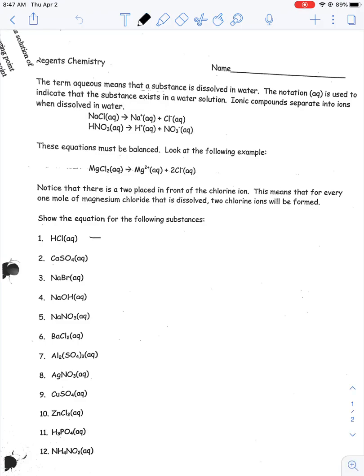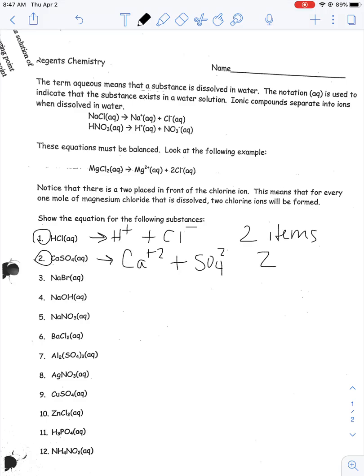HCl (aq) will break up into H+ and Cl-. That's two items, two ions really. CaSO4 is going to break up into Ca2+, and because SO4 is a polyatomic ion, it's going to stay together, so this one would also break up into two. If I had a 1 molar solution of number 1 and a 1 molar solution of number 2, they would have the exact same effect on boiling and freezing point reduction and vapor pressure reduction. So would 3, 4, and 5.